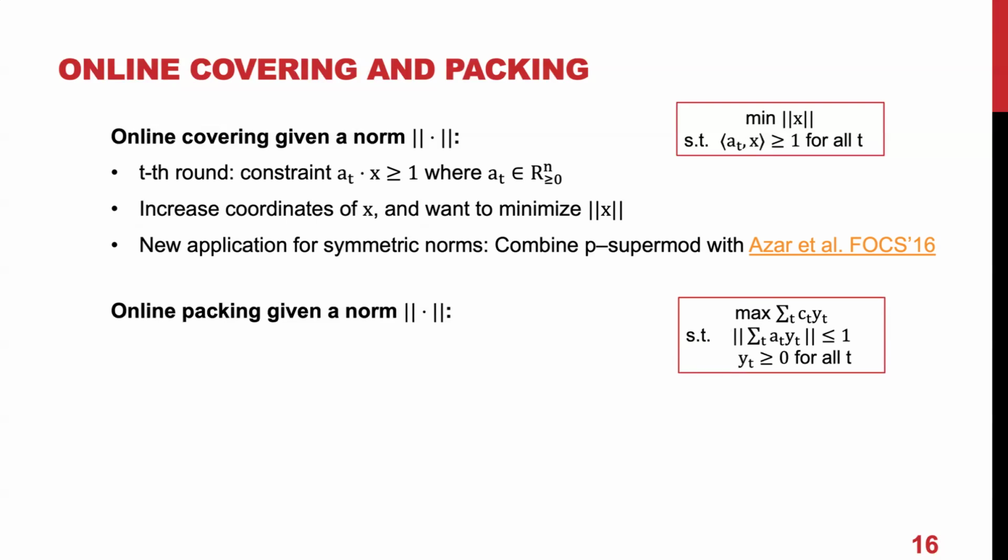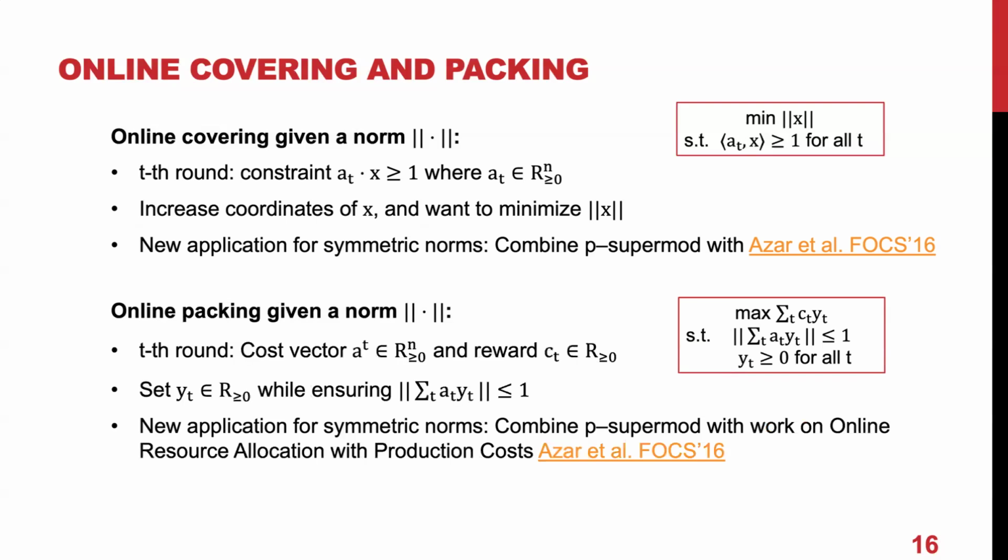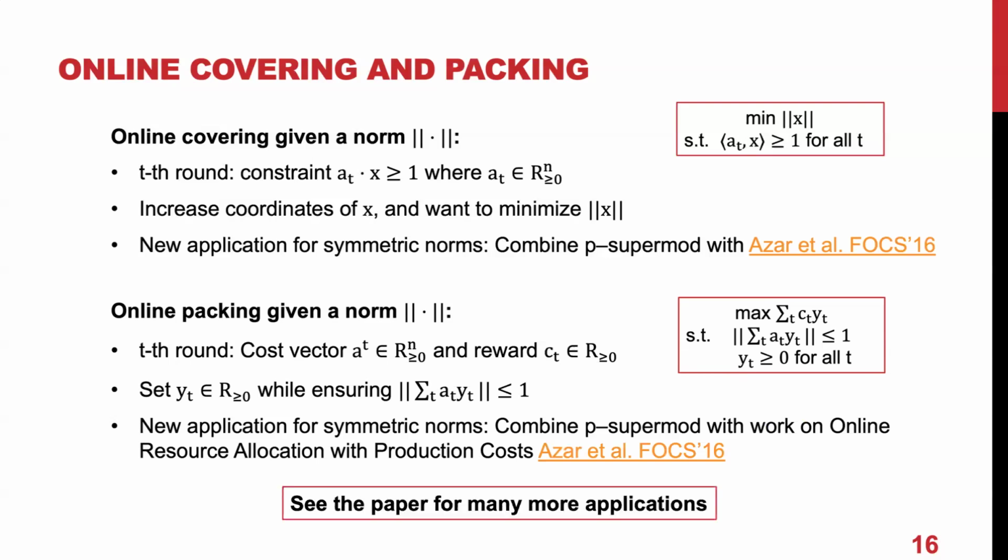And similarly, online packing, where you want to maximize some objective subject to some norm constraint. Here in the tth round, you get the tth column vector, and you have to immediately set the scalar y_t so as to maximize your objective. Again, we are able to combine p-supermodularity with an existing algorithm and argue that p-supermodularity is all that they need to make their proofs go through. And because now we know many norms are p-supermodular, you get these new applications. The paper has many more applications, which I won't be able to talk about because of lack of time.